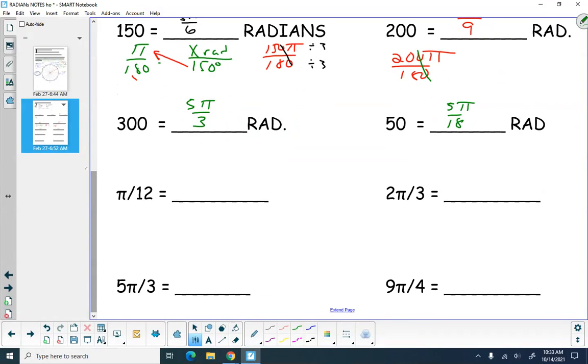As we talked about, when we have radians and we're trying to go back to degrees, the nice thing about having pi in there is you can just substitute in 180 degrees for that pi. And you can take 180 divided by 12, and that's your degree measure. You can take your 2 times 180 divided by 3.